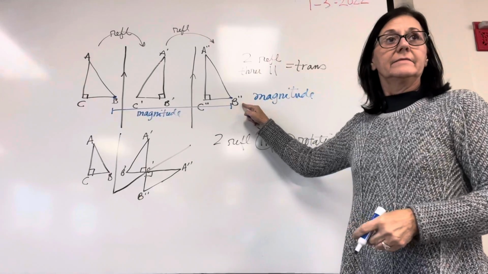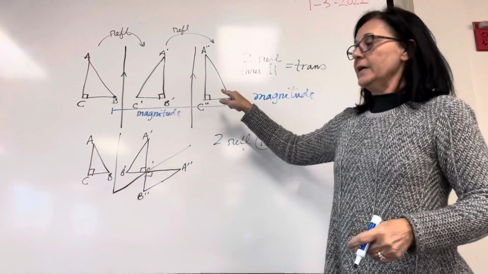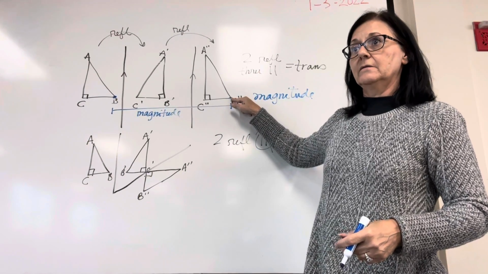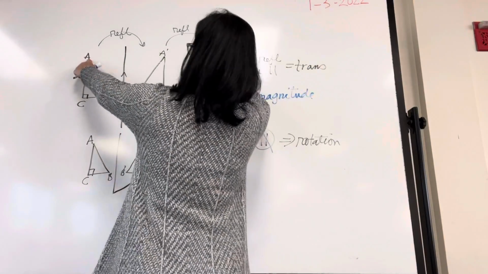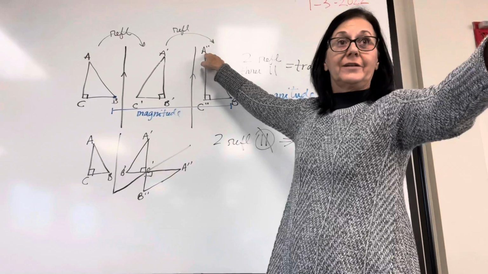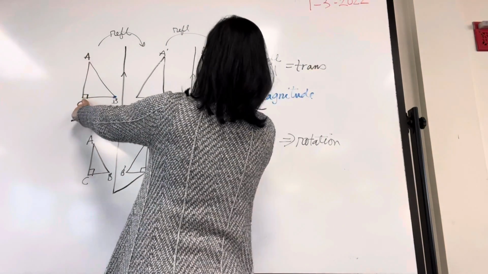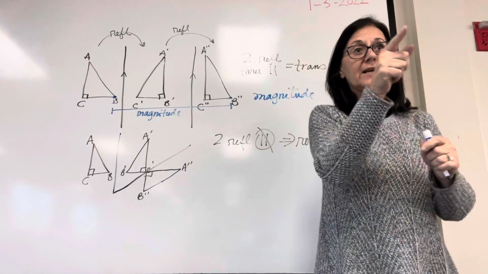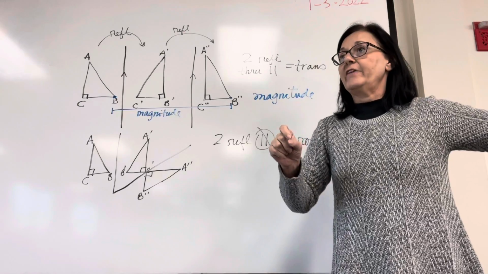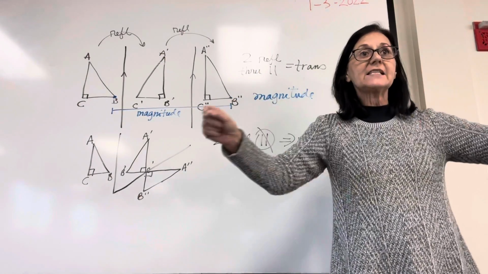Got it? Any point on the original image to its image, exact image in the final one. The magnitude could also be A to A double prime. It'd be the same magnitude. It better be the same magnitude or else it's a dilation. You've changed something. And the same distance C to C double prime. Get it? Do you understand magnitude? It's how far I move it, right? If it's a translation, it's how far, the distance that I move it.